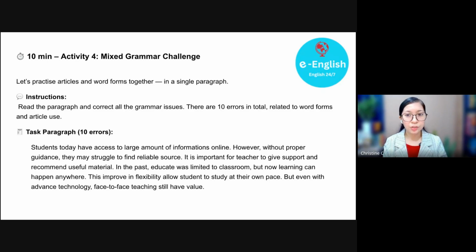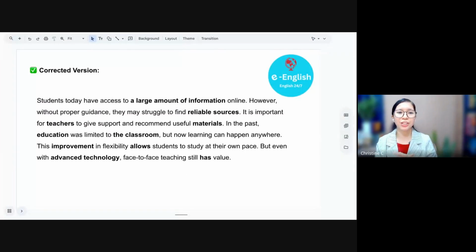Information is uncountable, so we don't add S to information. Information does not have S. We also see a little error here: to a large amount of information. So let me show you the corrected version. Students have access to a large amount of information online.